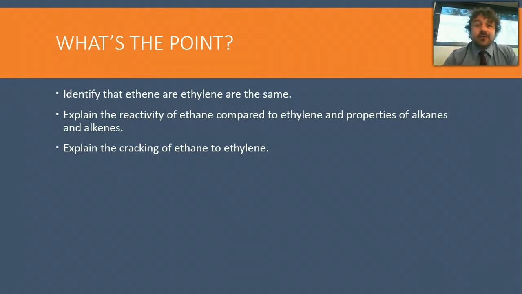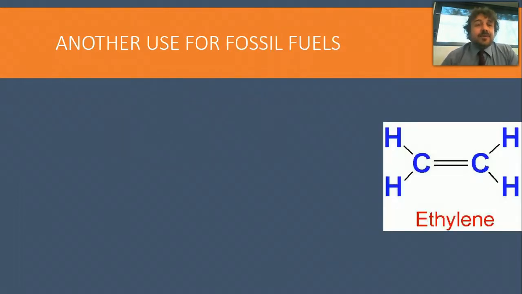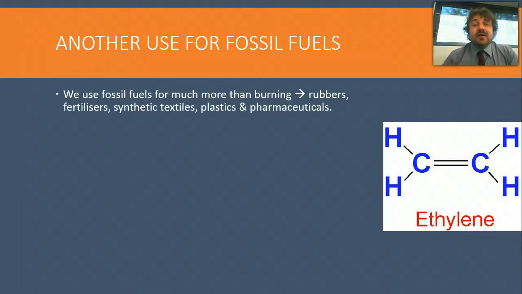So we've talked about how to get from the really large ones, but in the LNG, liquid natural gas, we're usually just talking about ethane. There are different ways to go about it. Another use for fossil fuels: using ethylene, we can use it for much more than burning. We can use it for rubbers, fertilizers, synthetic textiles, plastics, pharmaceuticals, and heaps more. So useful. The worst thing anyone ever decided to do was to burn this stuff.